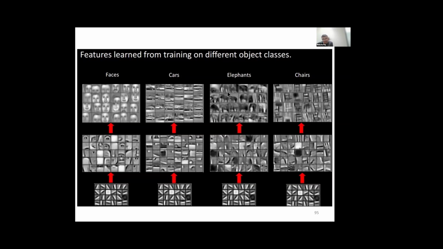And what do we see? The lowest layer neurons simply end up learning. I can't see my mouse. Can I? Yeah, now I can. The lowest layer neurons simply end up learning patterns such as these.